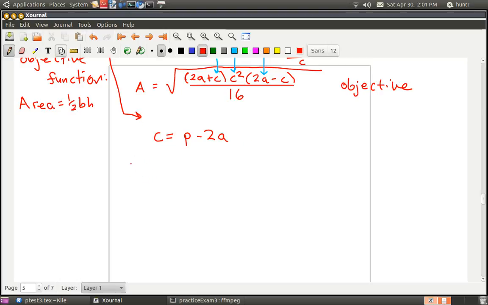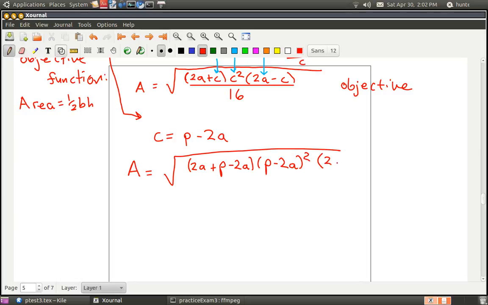Alright, so let me go ahead and do that. So now let's write A is equal to the square root of 2A plus P minus 2A. Aha, it's going to be a very nice cancellation. Here I have P minus 2A squared, and now it is 2A minus P plus 2A, because it's quantity minus. And this is all over, for some reason, 16. And 16 is still under the square root.